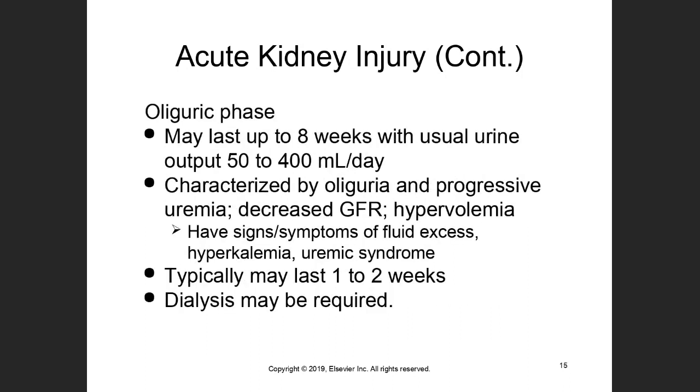Oliguria phase, that means that the urine output is decreased, characterized by oliguria and progressive uremia. Uremia is when waste product is increased because you don't have filtration. You decrease glomerular filtration, you accumulate urea. Hypervolemia. And it typically lasts from 1 to 2 weeks.